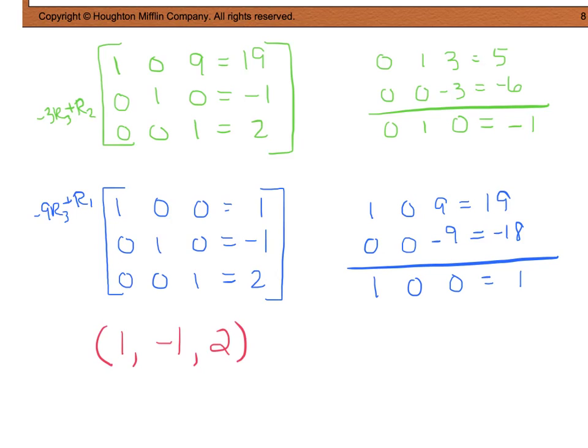And you can again verify this using your matrix functions in your calculator. So if you have questions on this, please let me know.